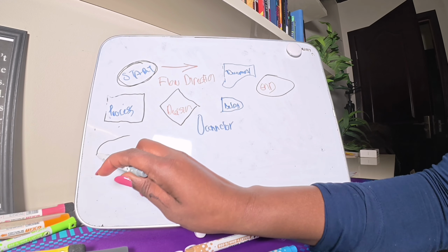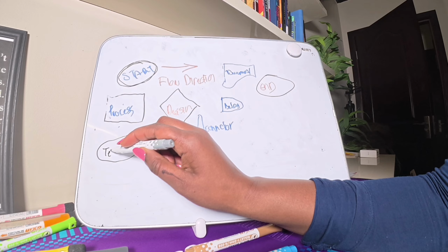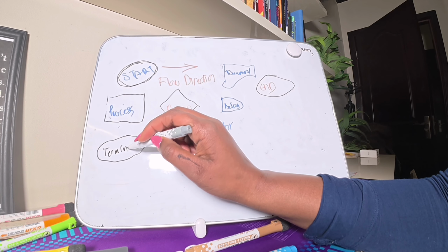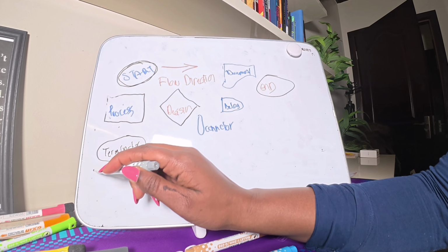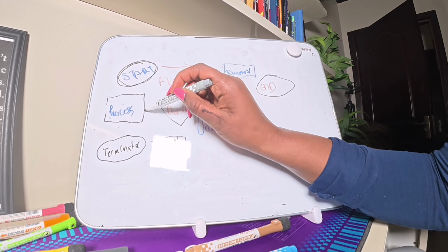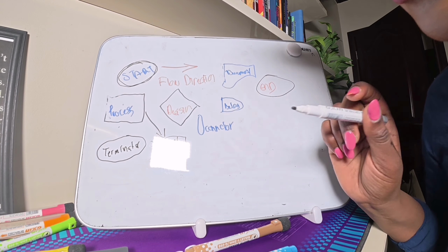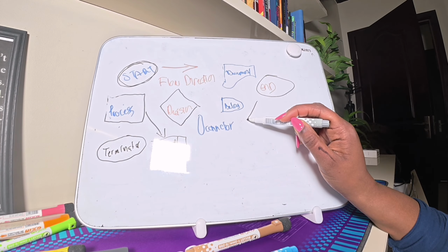So this one is the terminator. This is probably where a process or sub-process ends within the main workflow. And this is a sub which is connected to this one, right? And then this one is the data, the different data.